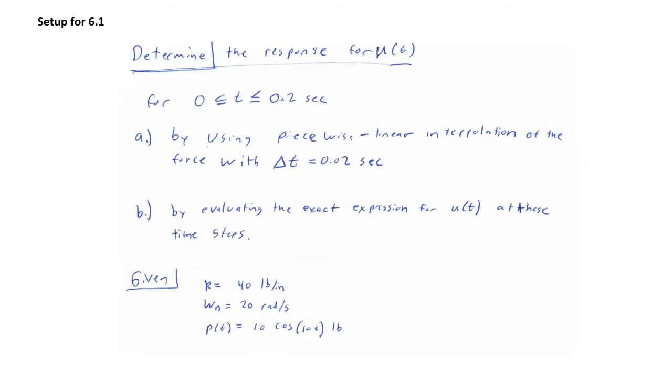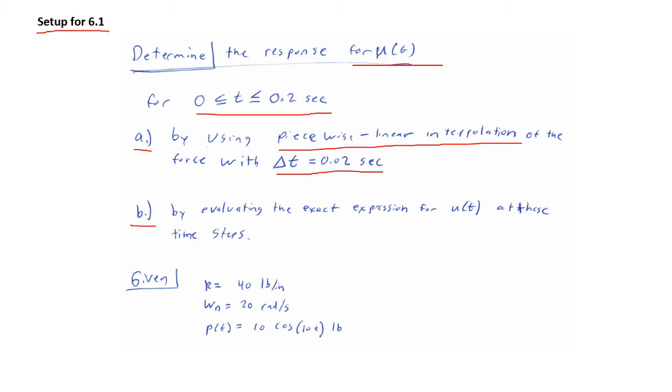Now that we have our u of t expression, we can move on to what they're asking us to solve for in example problem 6.1. In 6.1, they want us to determine the response for this u of t that we just solved for, for time from 0 to 0.2 seconds. They want us to do this using piecewise linear interpolation of the force with delta t equal to 0.02 seconds for part A.